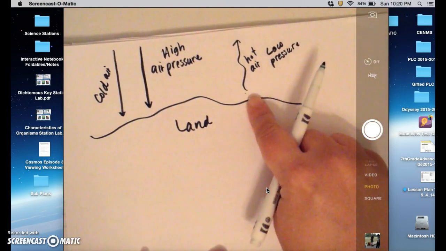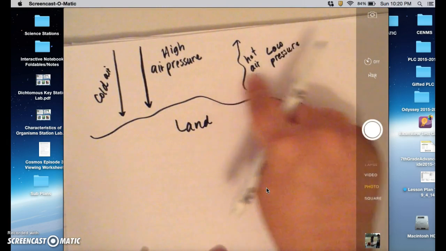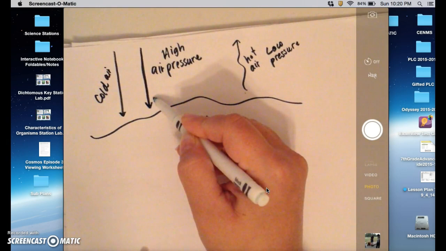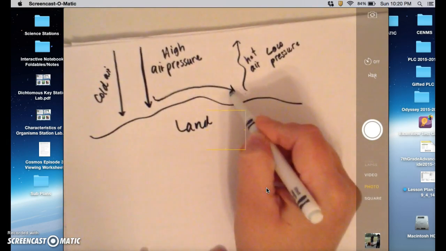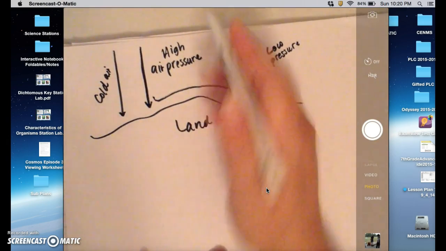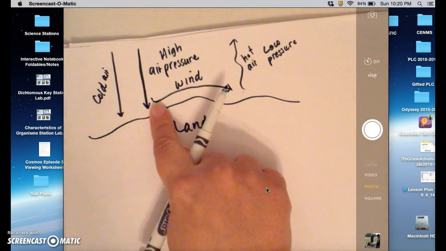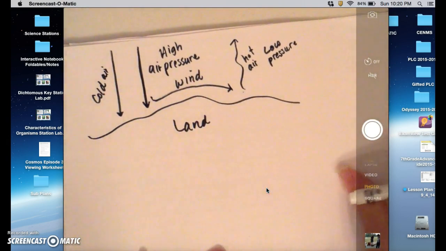As this hot air is rising off of Earth's surface, it creates a void down here, and this will cause the high pressure air to move from one place to another to relieve the pressure. So this is what we would call wind. As it moves from an area of high pressure to low pressure, that is called wind. That is what you feel.